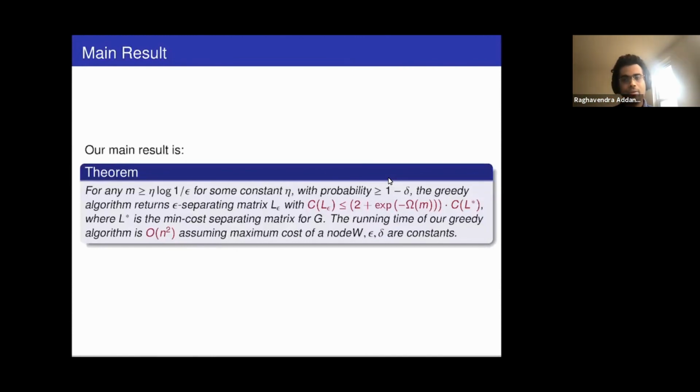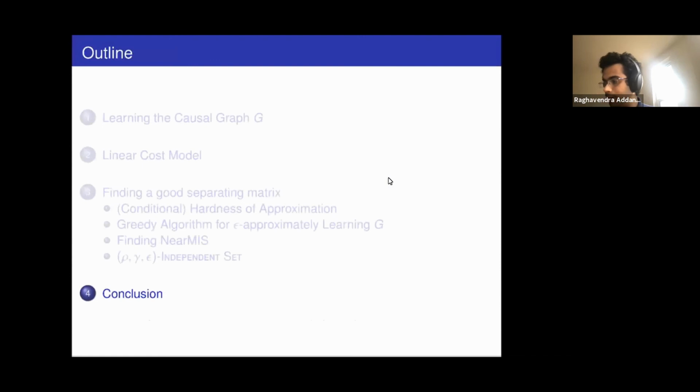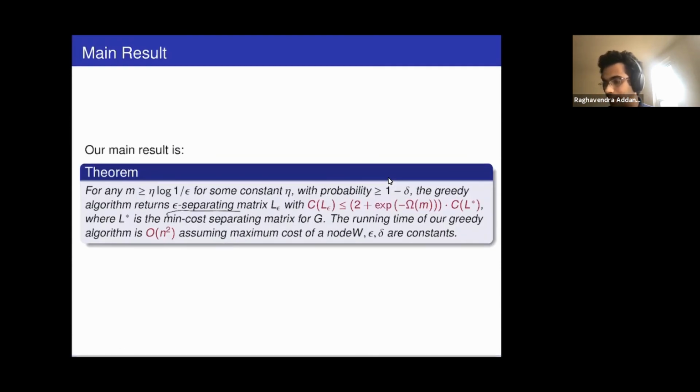So here's our main result. We show that after obtaining our algorithm, where we use near MISs instead of MISs, we can extend the analysis of chordal graphs to any arbitrary graph and obtain a 2 approximation for this. And our running time is order of n squared in the adjacency matrix model, assuming maximum cost of a node, epsilon, delta are constants. Recall that we are learning epsilon approximations for the graph. We are losing out on epsilon n squared edges.